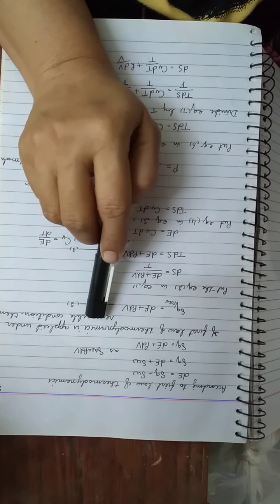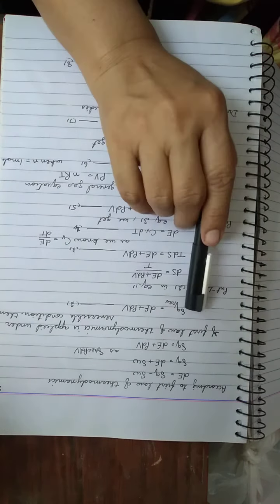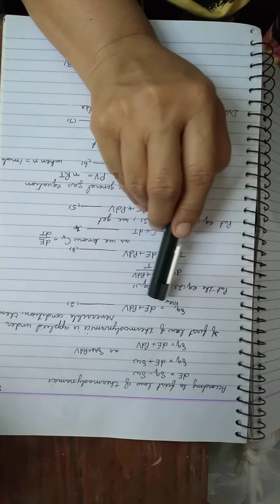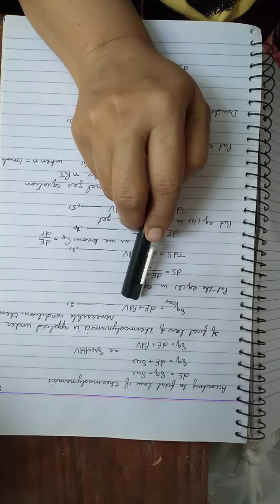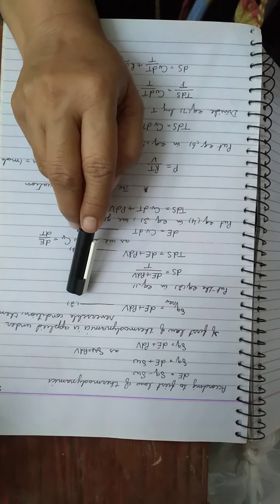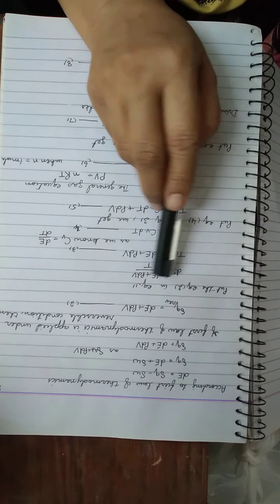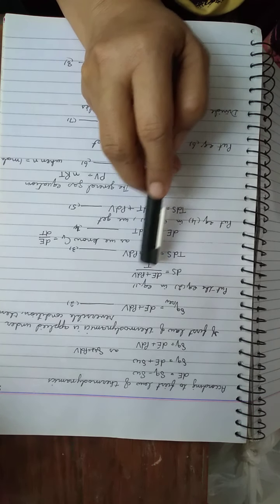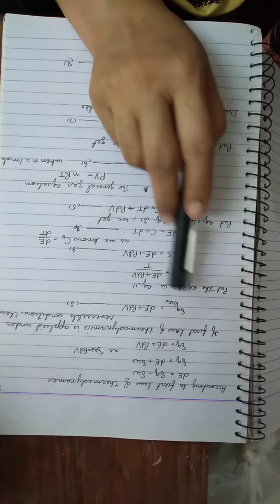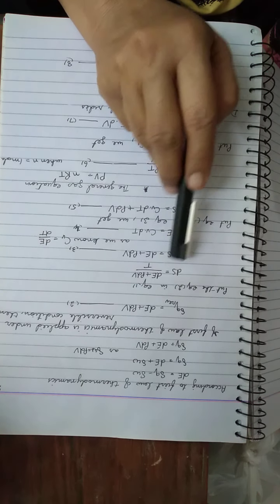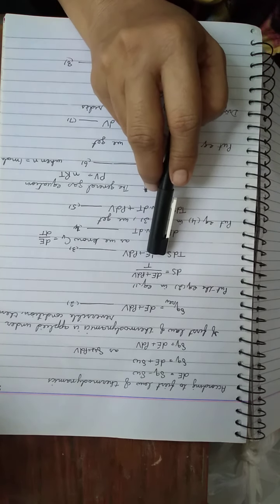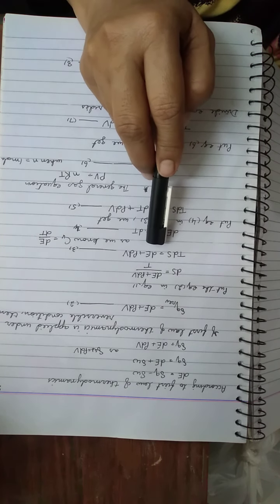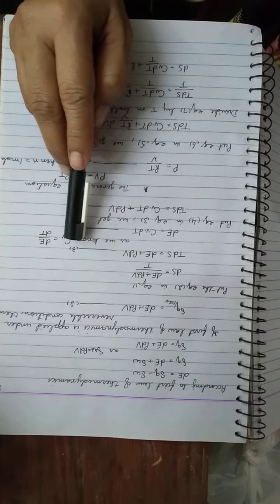If the first law of thermodynamics is applied under the reversible condition, then this Q becomes Q reversible. Partial Q reversible is equal to dE plus PdV. Mention this as equation number 2. Put equation number 2 in equation number 1. dS is equal to dE plus PdV by T. Bring this T here. TdS is equal to dE plus PdV. This is equation number 3.